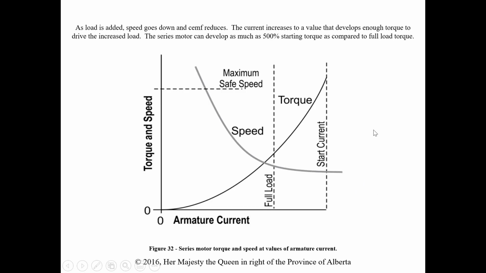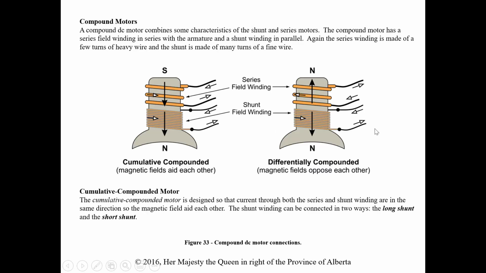As load is added, speed goes down, CEMF reduces, and the current increases to a value that develops enough torque to drive the increased load. A series motor can develop as much as 500% starting torque as compared to full load torque. Okay, so again, definitely not a constant speed by any means, but extremely high starting torque. Again, it has its purposes for specific loads.